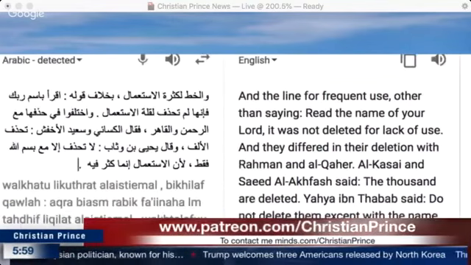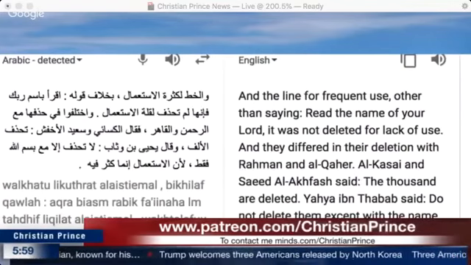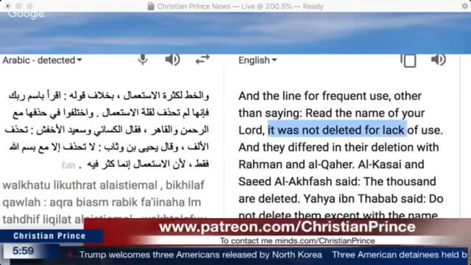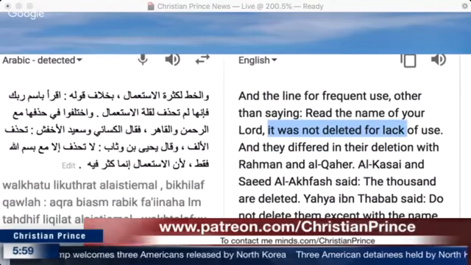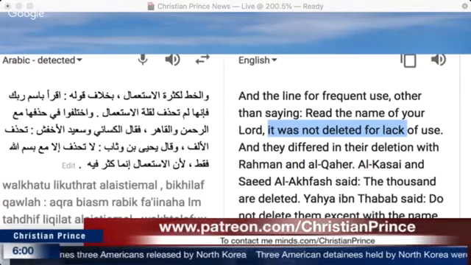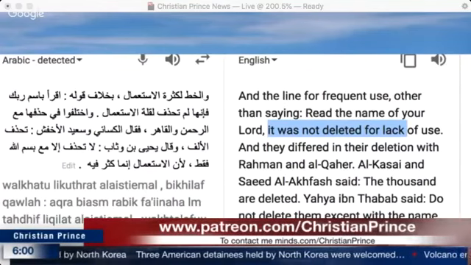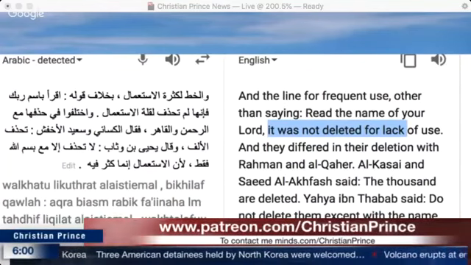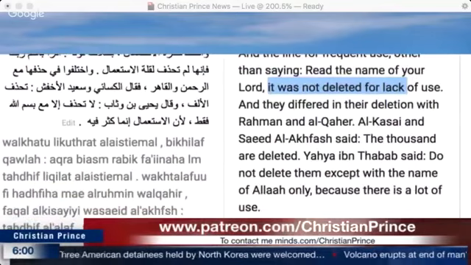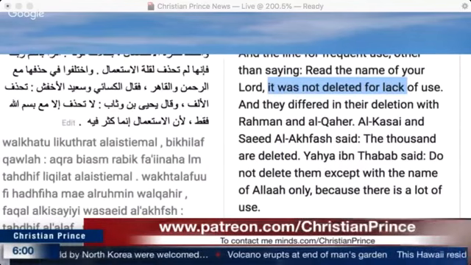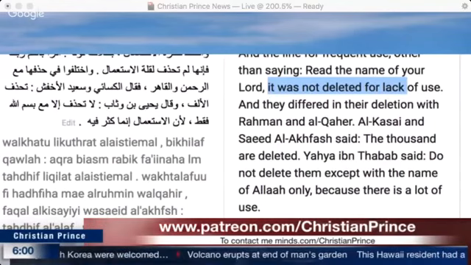Here, they are saying that the letter Aleph was not deleted because of the lack of use, which means if the word is not used too much in the Quran, we are talking about the word bi-ism, it was not deleted. Because that word, in front of the name of Allah, Muslims have to repeat all day long, they had to delete it to make it easier to read. You see, they are not saying Allah is the one who made it this way. This is what the Muslims did.